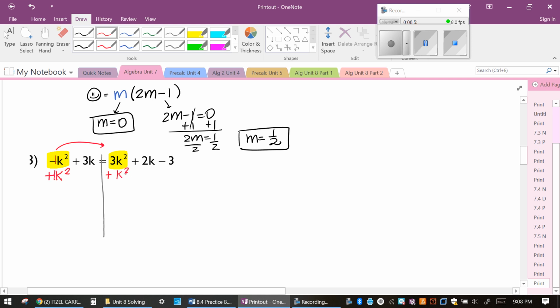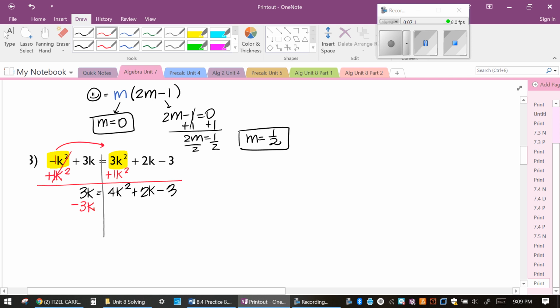So this is a negative 1k squared. I'm going to add 1k squared. That will eliminate it. On this side, you'll have 4k squared plus 2k minus 3. We already decided we're going to move all the terms to the right side.